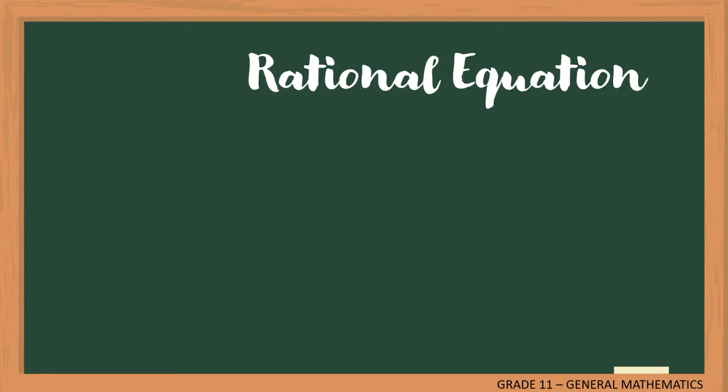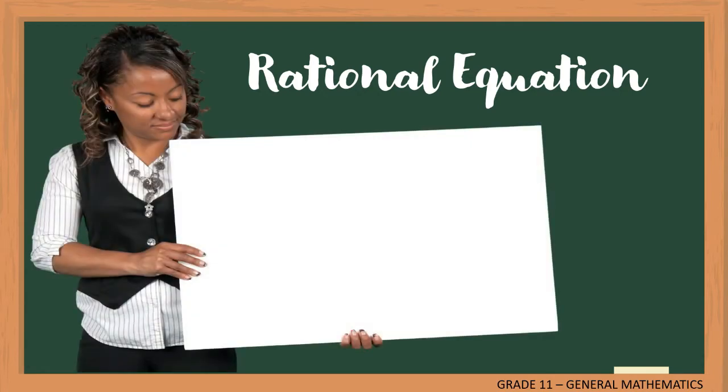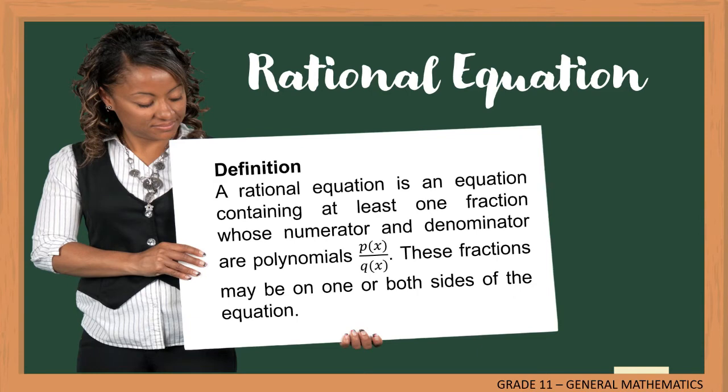Now, let us have a short recall about the definition of a rational equation. A rational equation is an equation containing at least one fraction whose numerator and denominator are polynomials, p(x) over q(x). These fractions may be on one or both sides of the equation.